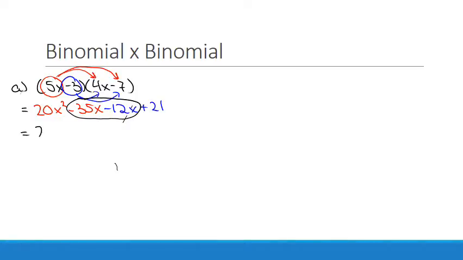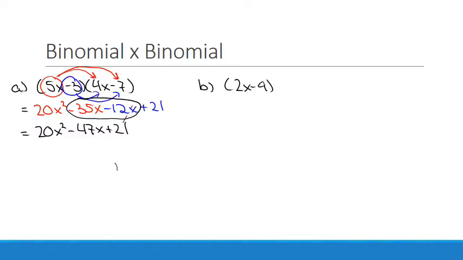So 20x squared stays the same. Negative 35x, subtract 12. So it's like adding backwards. Minus 47x. And then plus 21. So again, if you can perform monomial multiplications, you can do any type of polynomial multiplication. Let's do another one.